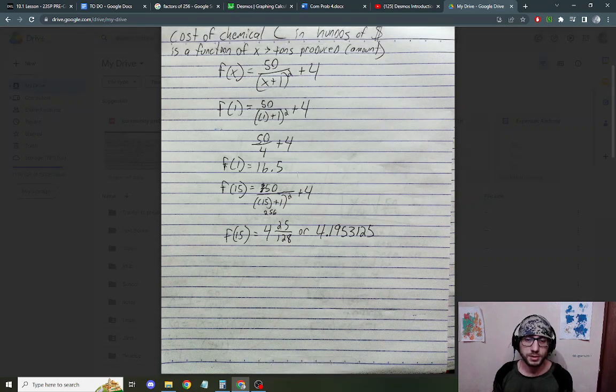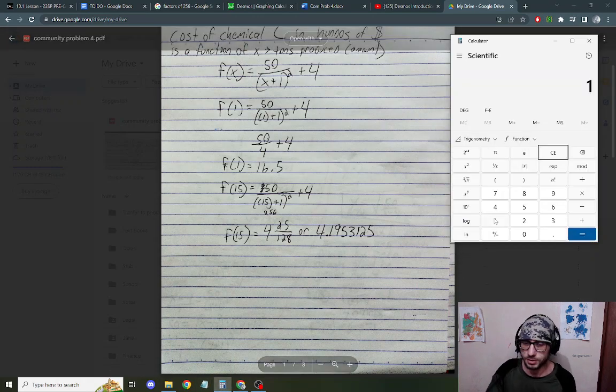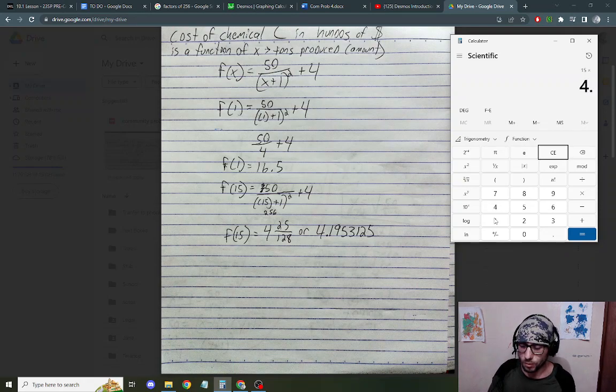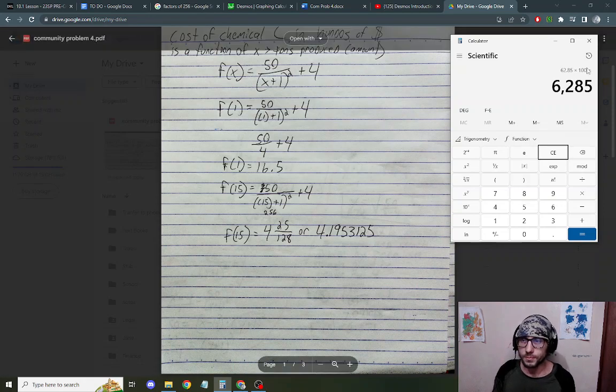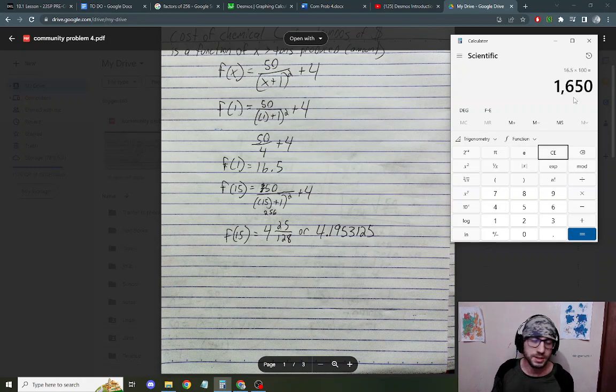The thing to notice here is that it's less. It's not a total cost. The total cost to produce 15 tons, let's multiply: 15 times 4.19, and that's in hundreds, is over 6,000, whereas for 1 ton, 16.5 times 100, it's only 1,600.